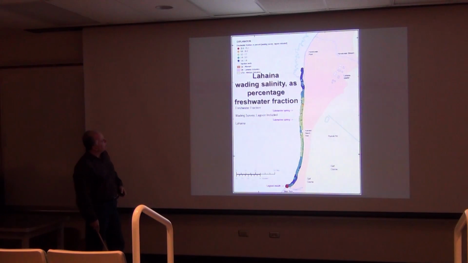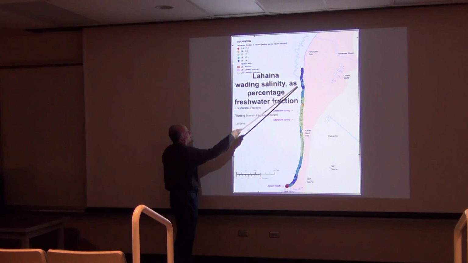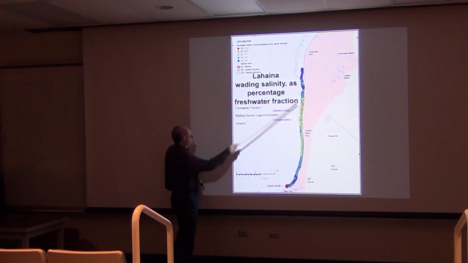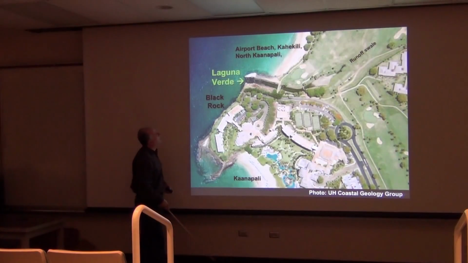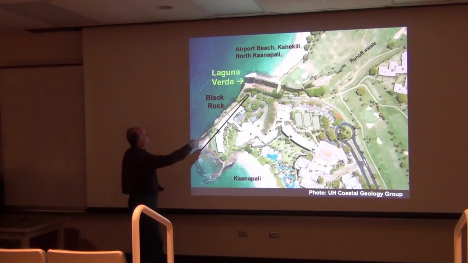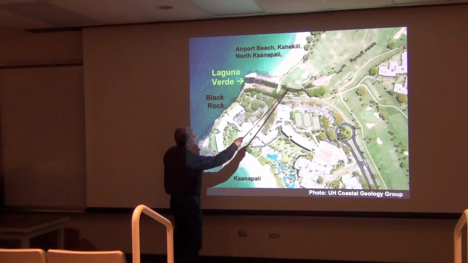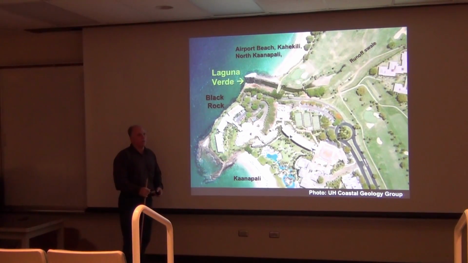This is wading salinity at Lahaina. Blue is salt water, not much fresh water there. Intermediate fresh water here around the seeps, and then a real hot spot down here. Well, what's this about? Well, there's a little lagoon mouth back here. I came to call it Laguna Verde because it's a little channel of water here, and it's pea soup green with a little phytoplankton bloom that's in it all the time.